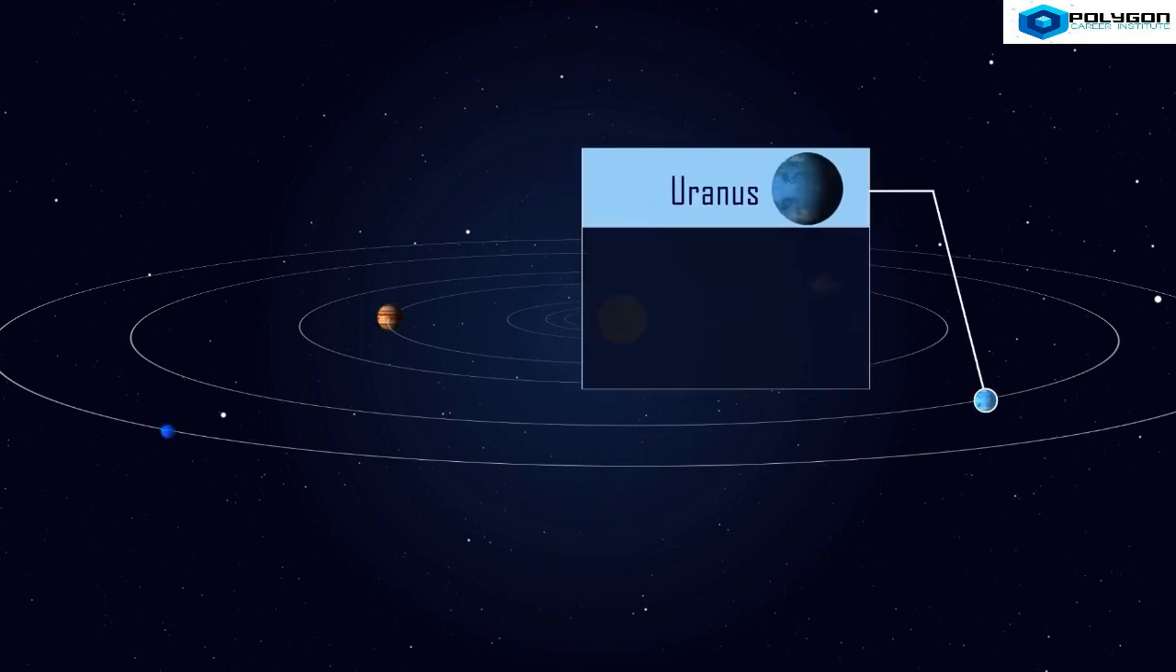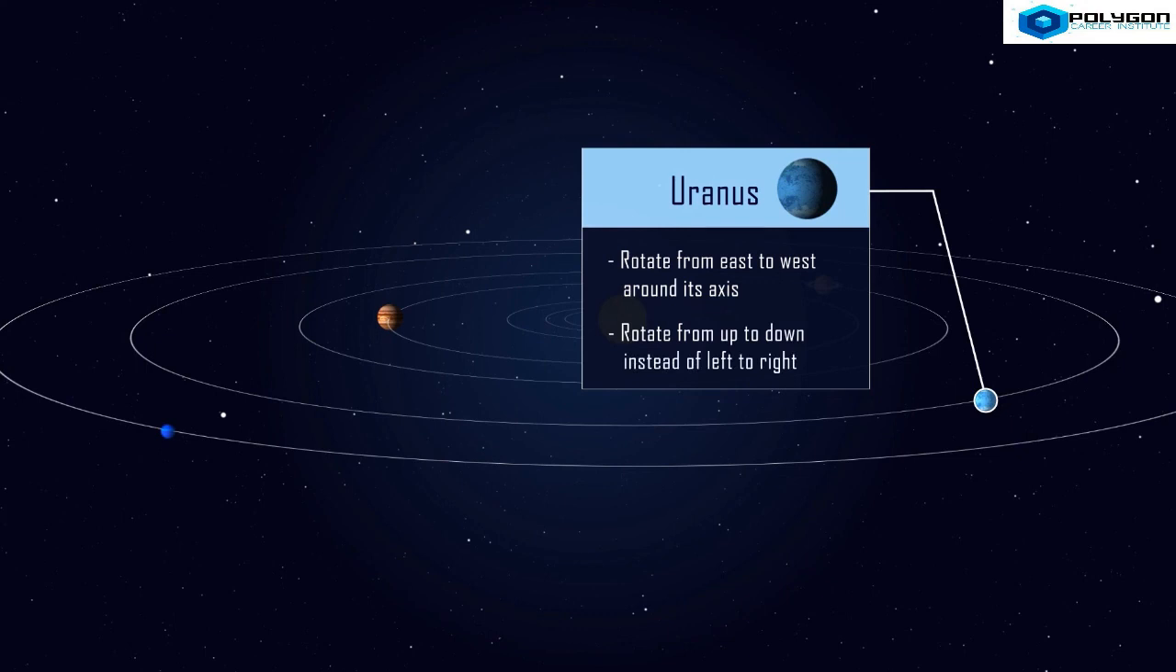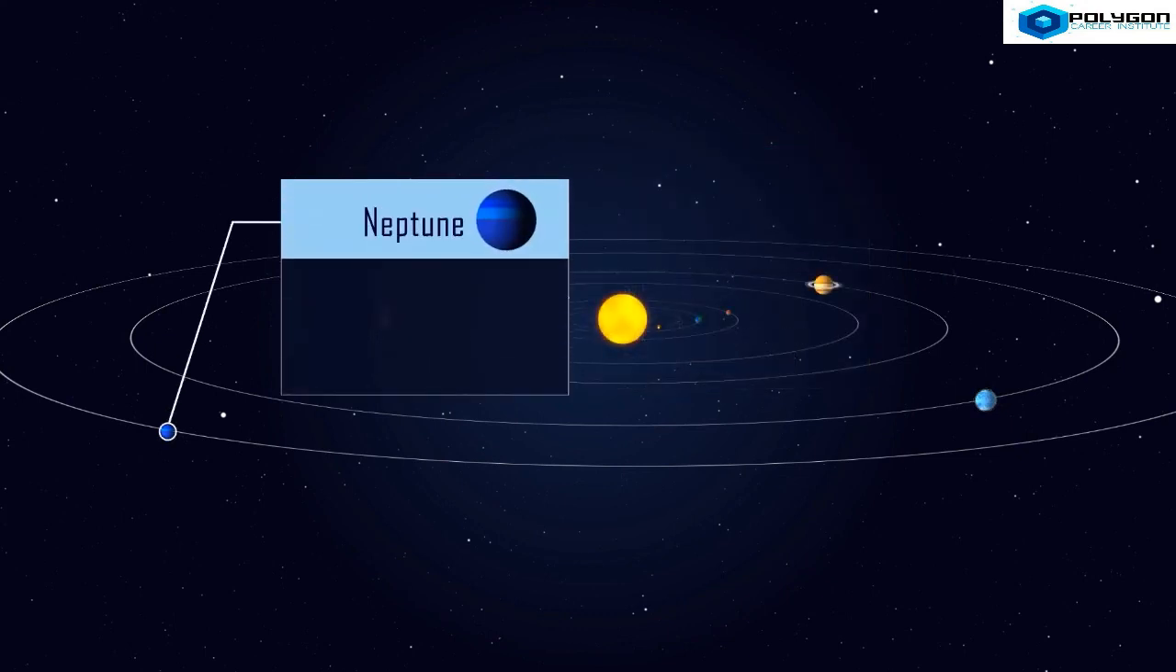Now, coming back to Uranus, like Venus, Uranus is also said to rotate from east to west around its axis. And speaking of its axis, it is completely tilted to a point where it appears to be sideways, making Uranus rotate from up to down instead of left to right. Neptune, the eighth and the last planet, is the farthest planet in the solar system. Its appearance is bluish and, like mentioned before, is said to have many moons.